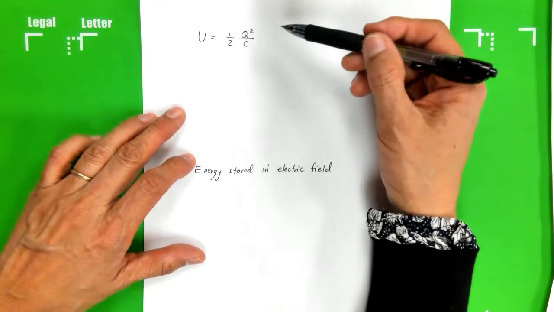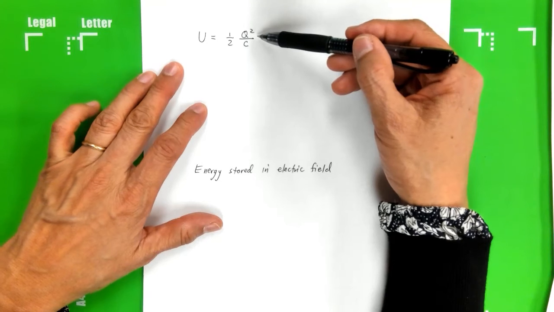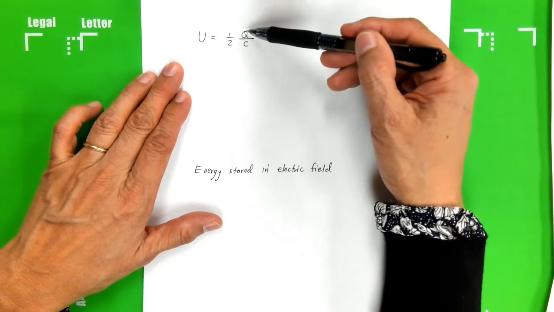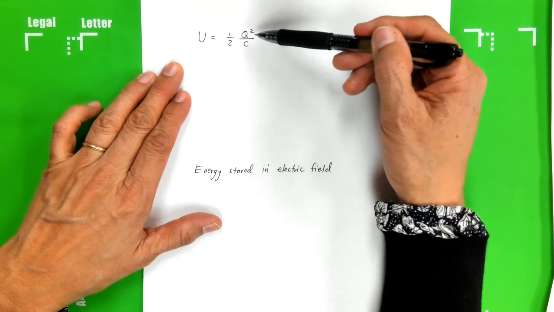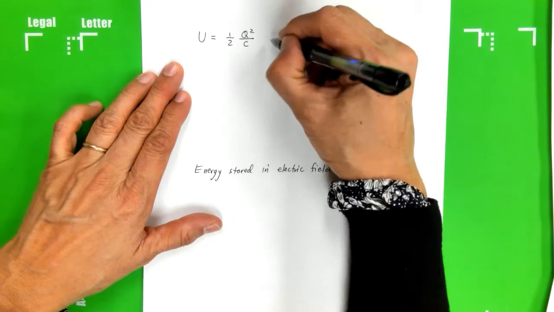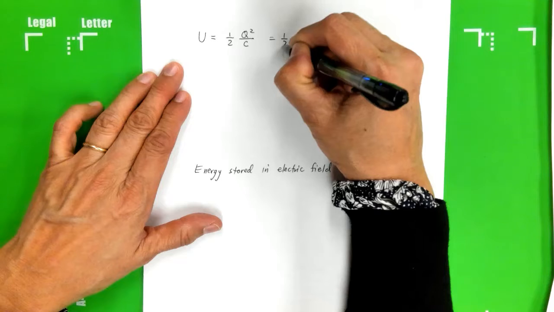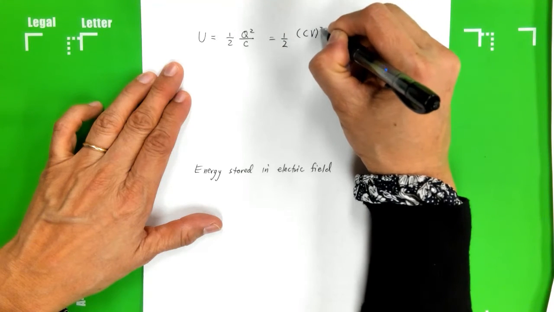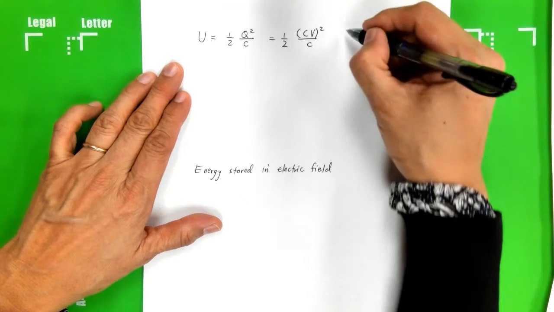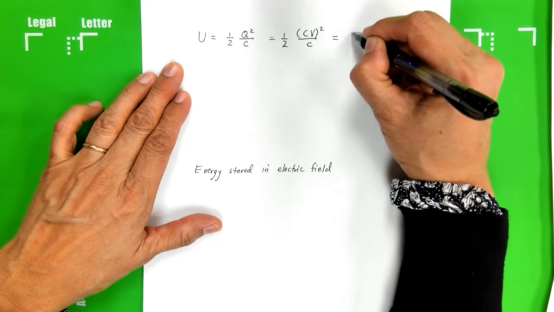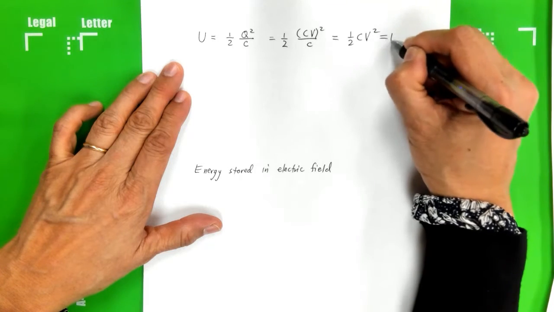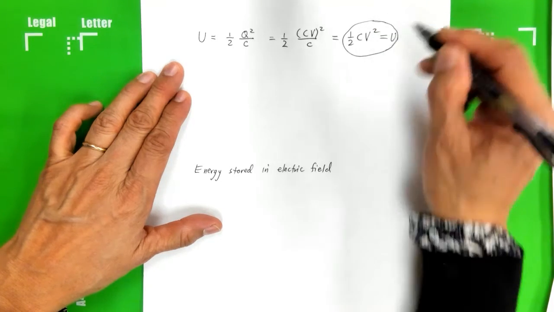There is another common way of expressing potential energy of a capacitor. We just saw that U can be written as 1/2 Q squared over C, but we can also write it like this. We can replace the Q by CV, and then this can be simplified as 1/2 CV squared. So this is an important formula to also know how to work with.